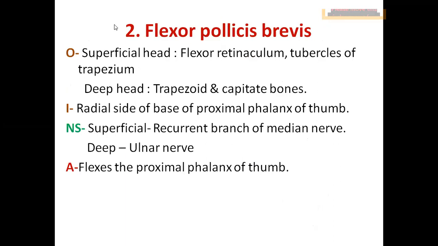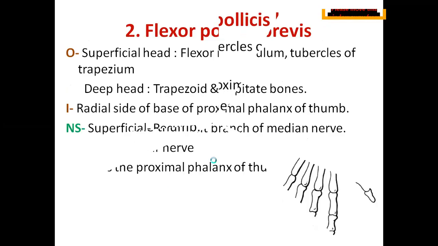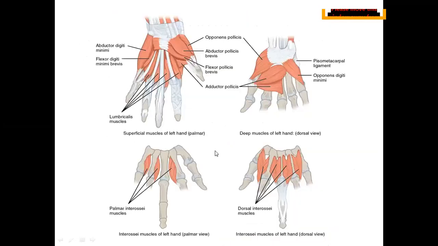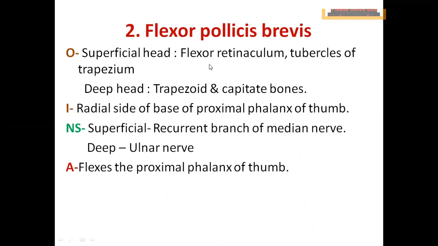Okay? Then we have flexor pollicis brevis. Flexor pollicis brevis has a superficial head. See, the one which is in the deeper aspect is the deep head of flexor pollicis brevis. I'll show you, the flexor pollicis brevis is here. Let us see the origin. The superficial head comes from the flexor retinaculum and the tubercle of the trapezium; the deep head from the trapezoid and capitate bone. Then insertion is the radial side of the base of the proximal phalanx of the thumb.